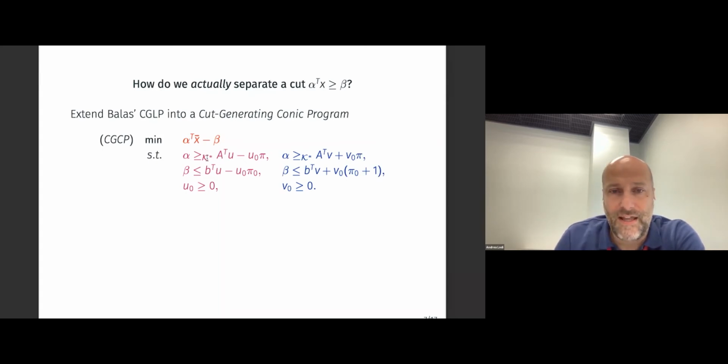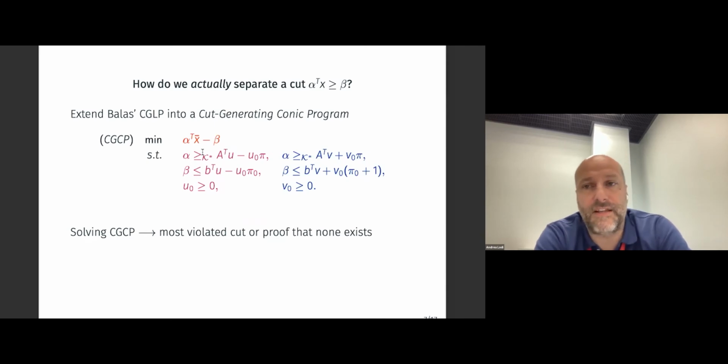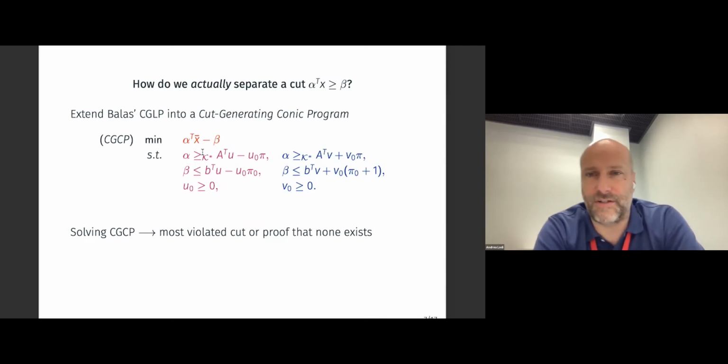So here, a script K star indicates the fact that I'm talking about the dual cone, and so this is the Farkas lemma applied to this. U are the multipliers, so the dual variables associated, and U0 is the multiplier associated to pi. Okay. Except that these are conic constraints at this point because of the fact that I'm considering x belonging to K. So solving this is actually the first, let's say, result that we have in this research.